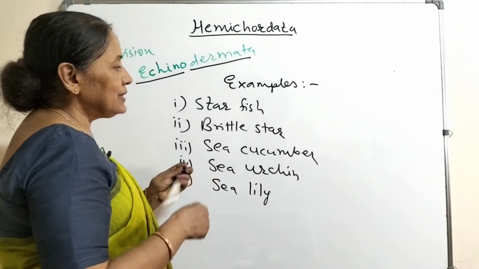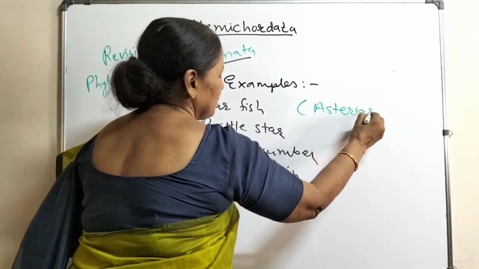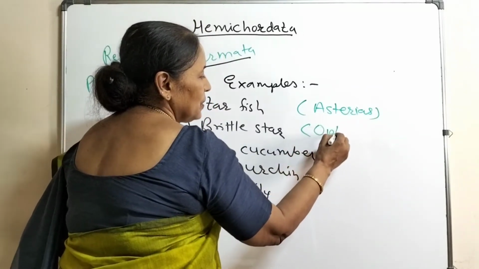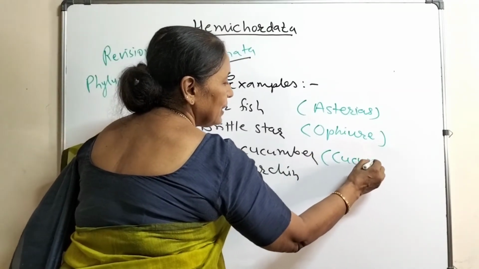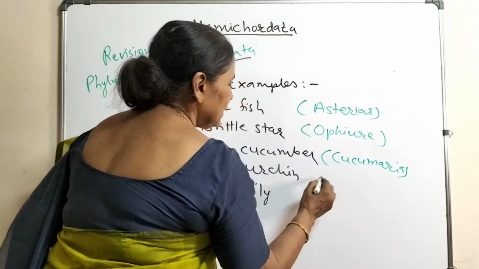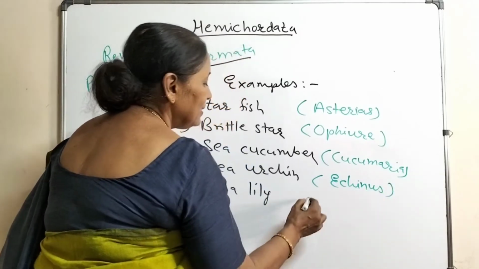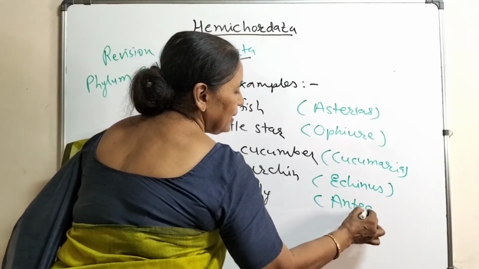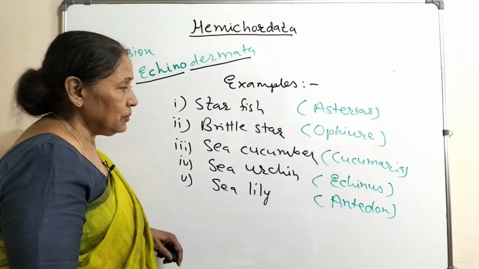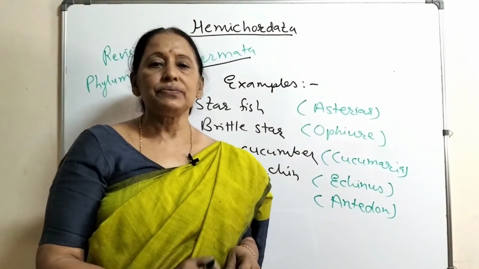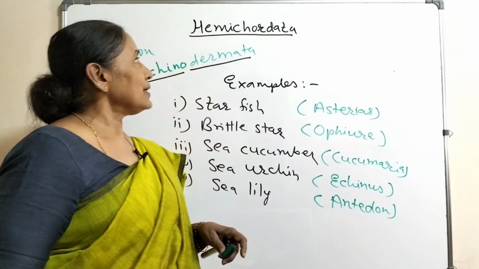What are the scientific names? Starfish is Asterias. Brittle star is Ophiura. Sea cucumber is Cucumaria. Sea urchin is Echinus, and sea lily is Antedon. Antedon lily is very soft, very delicate, and you can remember it like that. So this was the revision of Echinodermata. Now let us move to today's topic, that is Hemichordata.